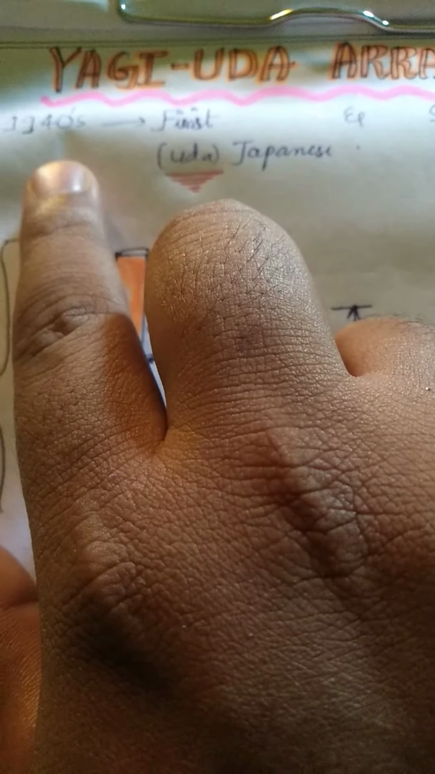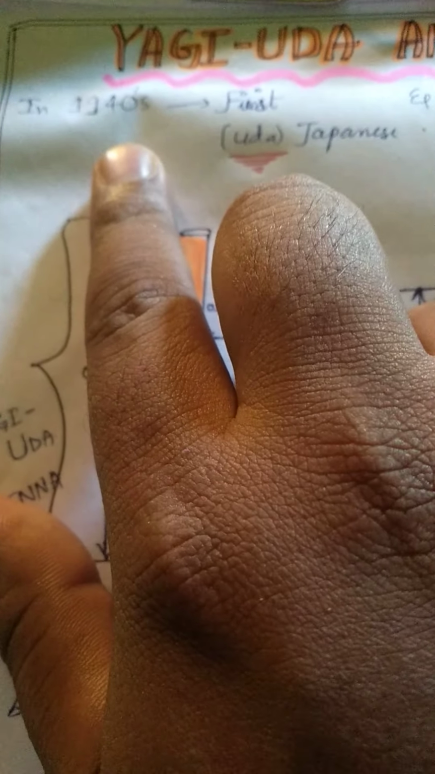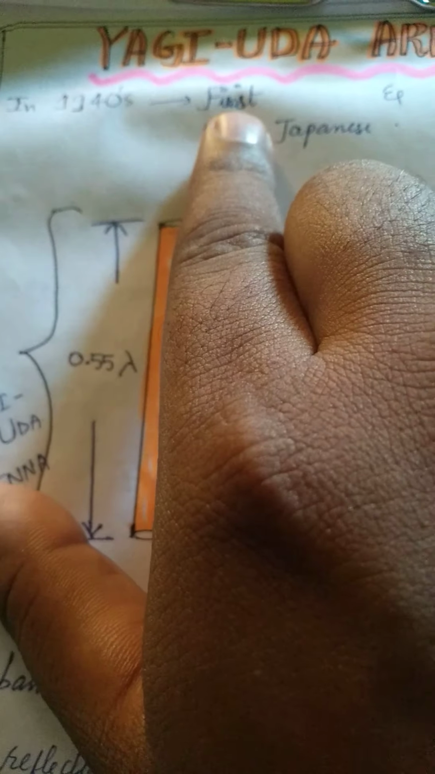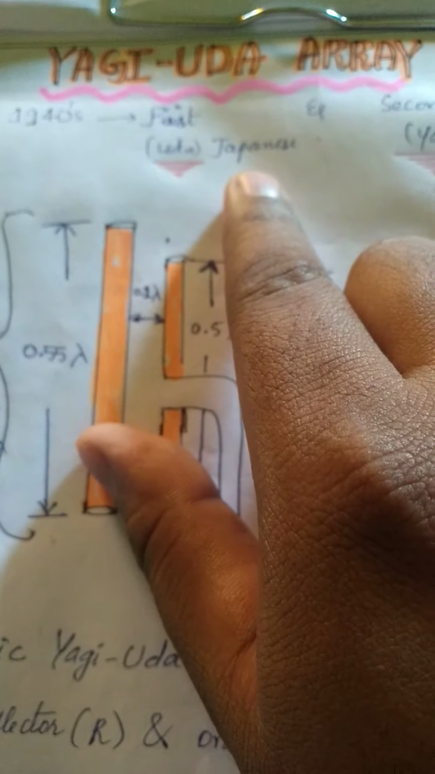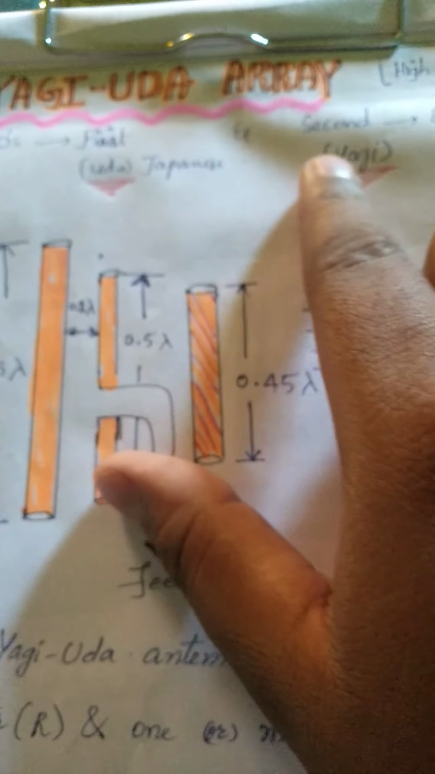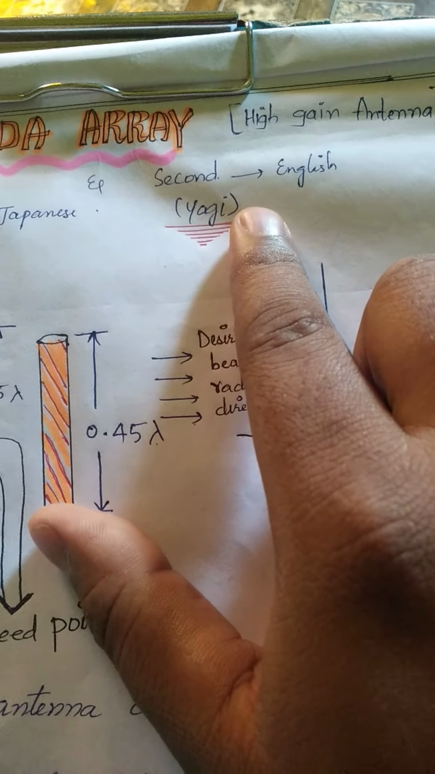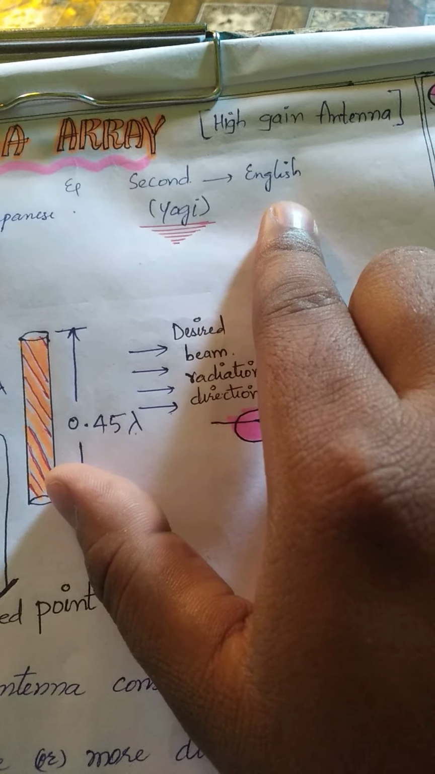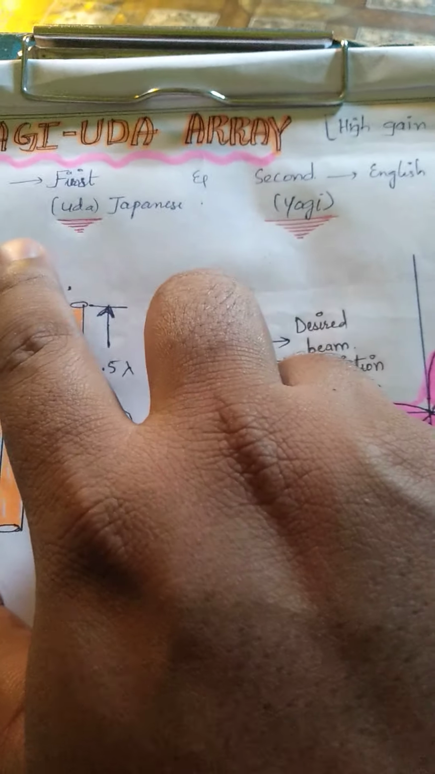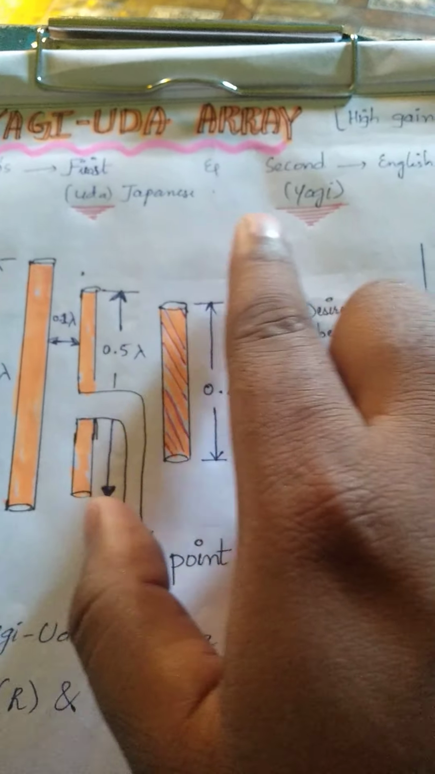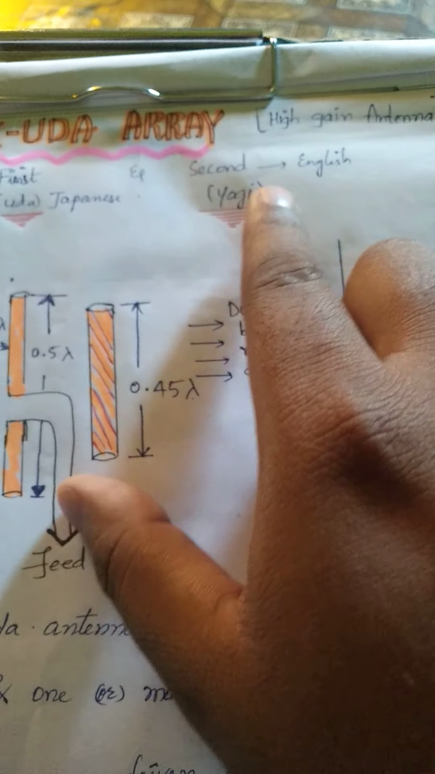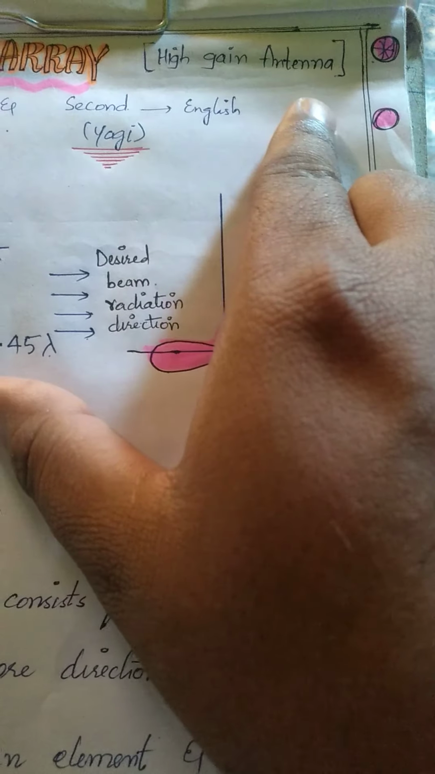As you can see here, the Yagi-Uda array was first explained in the 1940s by Uda, a Japanese scientist, and second by Yagi, who explained it in English. So this is combinedly considered to be the Yagi-Uda. The main reason why we are learning this is that it is a high gain antenna.